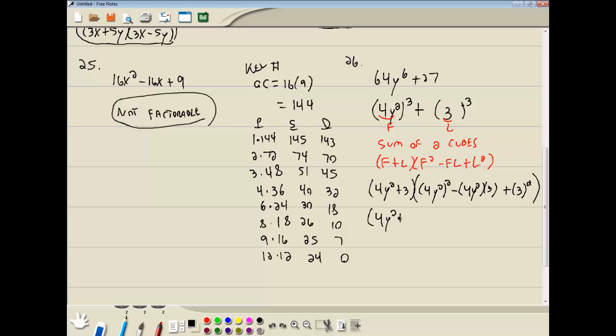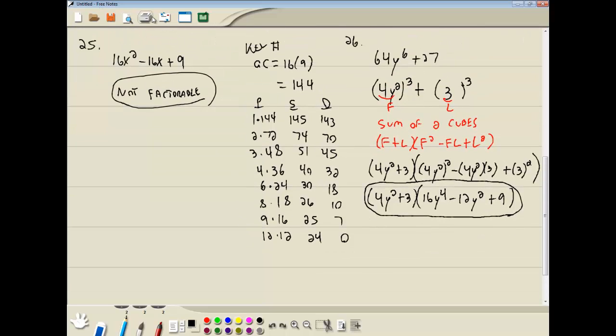So we've got 4y squared plus 3. Now, if I square the 4, that gives me 16. If I square the y squared, that gives me y to the fourth. Or you could take 4y squared times 4y squared. Minus 4 times 3 is 12y squared. And 3 squared gives us 9. Now, this always looks like you can take it down further, but this would have to be twice as much as it is for you to go further. So that'd be your answer.